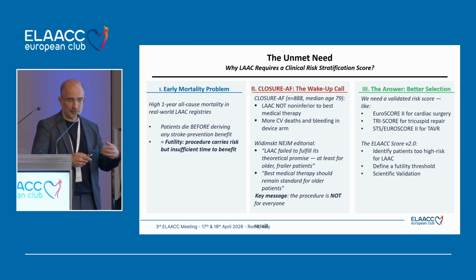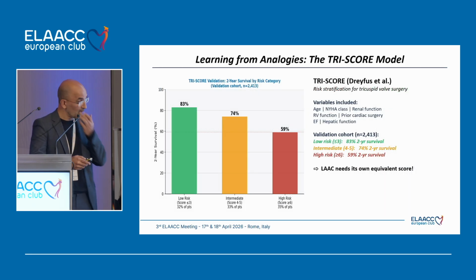So the answer that we have to tackle here before the dinner, if you still have time, is that we need to validate a clinical risk score. We know the EuroSCORE 2 for cardiac surgery, we know the TRI-SCORE for tricuspid repair, we know the STS and EuroSCORE 2 for TAVR, and we need some kind of a new clinical LAAC score to identify which patients are at too high risk for LA closure. I think we also need to define a threshold for futility, which is not easy, honestly, and we need future scientific validation. So we have to learn from analogies with other scores.